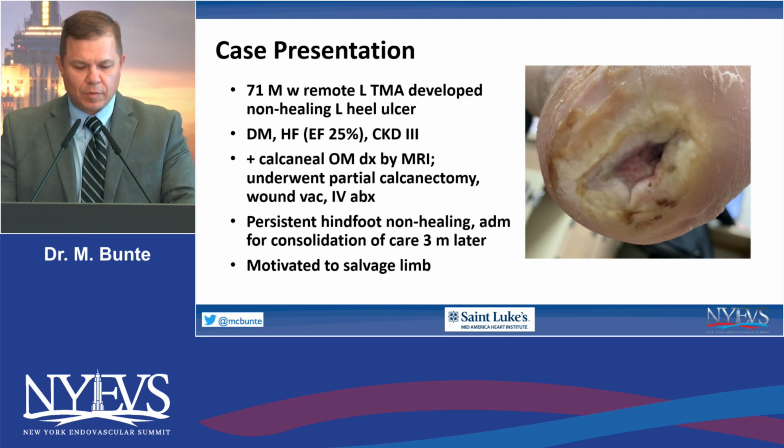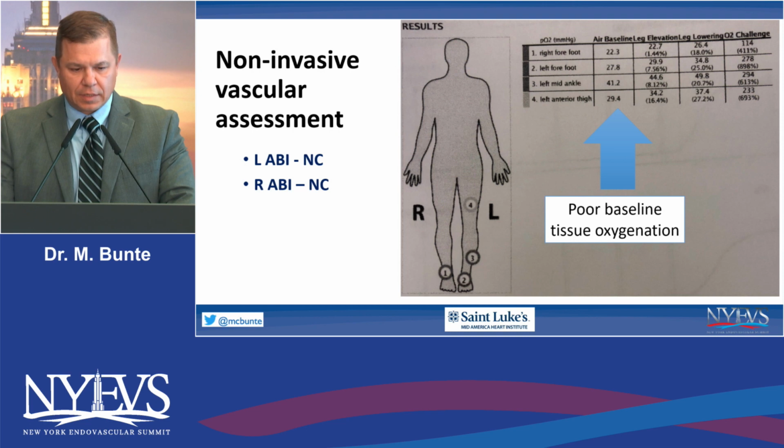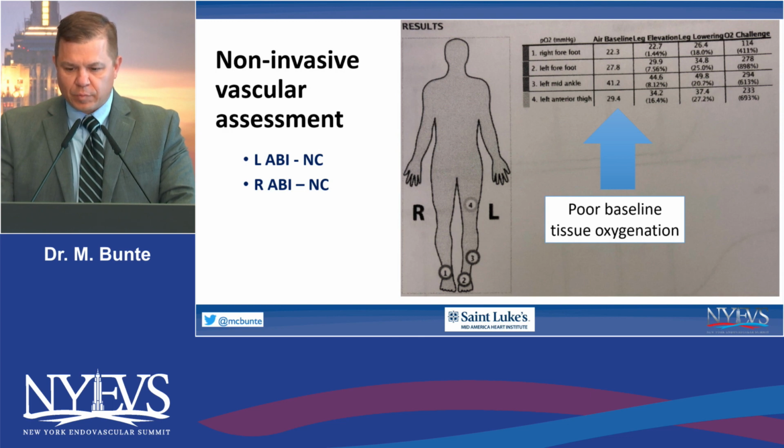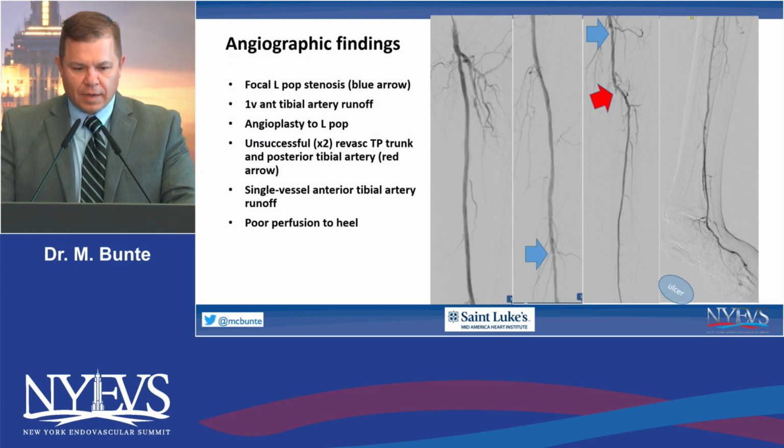But this guy is really motivated to salvage the limb, which I think is where the patients who are appropriate for DVA really start. Non-compressible ABIs, you can see the transcutaneous oximetry indicates poor baseline tissue oxygenation. And the angiographic findings for this particular patient confirmed reasonable femoral popliteal outflow.